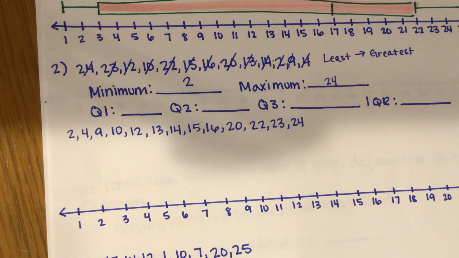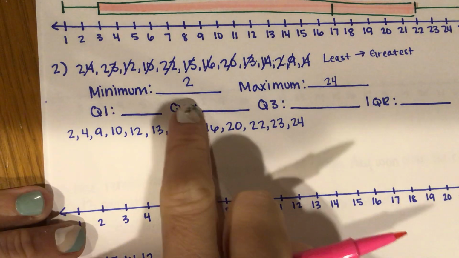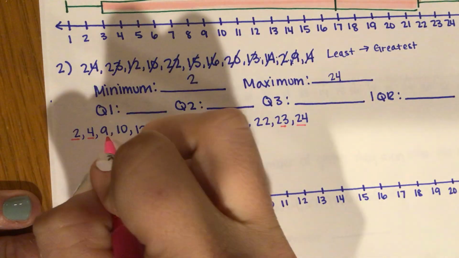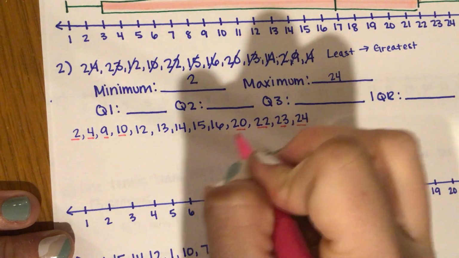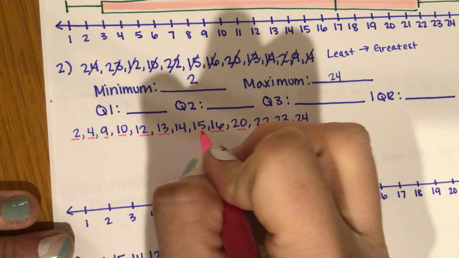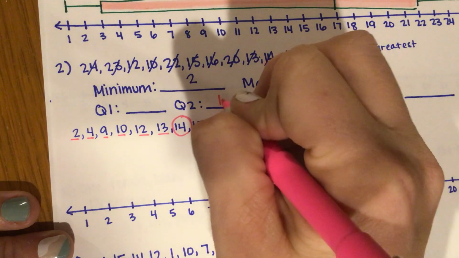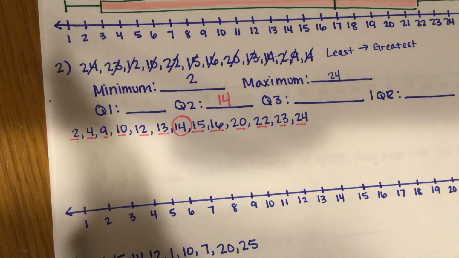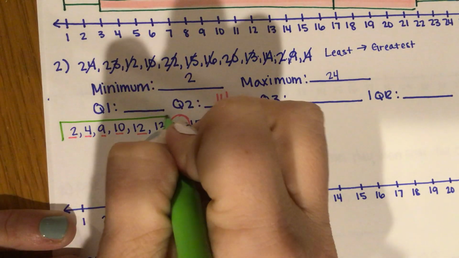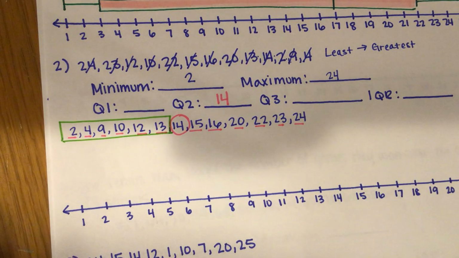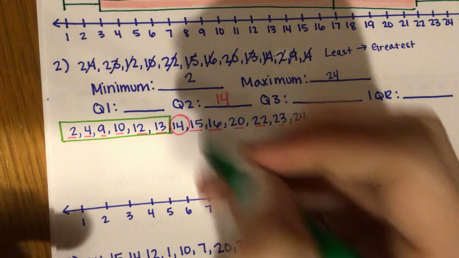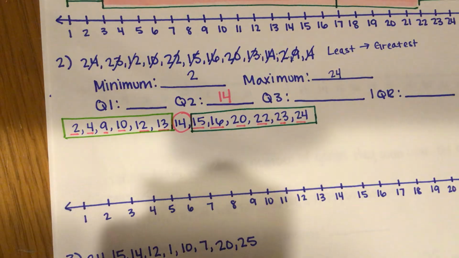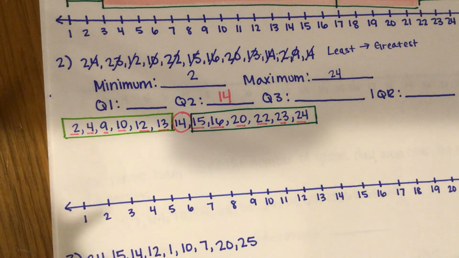Then I can go to my middle number, my Q2. Just like before, I start on the ends and I work my way in until I find that middle number, which is 14. Once I find that middle number, I can find my bottom half of my data and my top half of my data, and then calculate the middles.